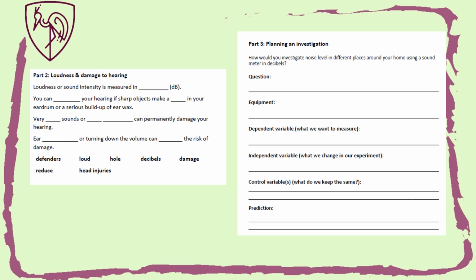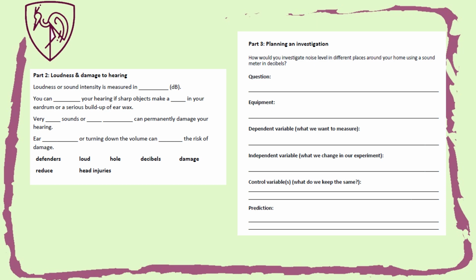Now, some of the other things we need to know is the dependent variable. What are we going to measure? I imagine most of us will be measuring the level of noise, how loud things are, with our sound meter, which measures in decibels. Now, the other variable there is the independent variable. The dependent variable is the thing we're going to measure. The independent variable is the thing we're going to change. When you think about that, what is it we're going to change in this investigation?